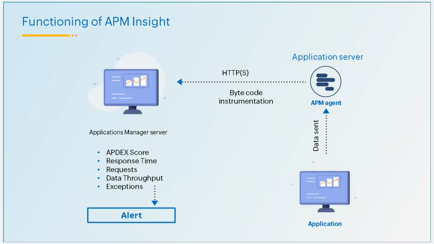The agent within the application server utilizes a method called bytecode instrumentation to track the individual user transactions as they navigate through the application stack. It then sends this transaction data to the Applications Manager at a fixed time interval. The approach enables detailed monitoring of the transaction performance, facilitating identification of bottlenecks or any performance issues.